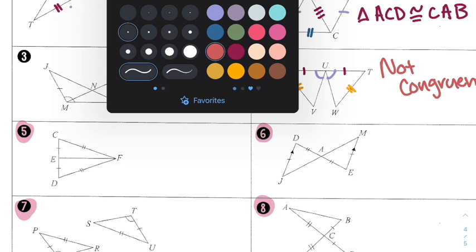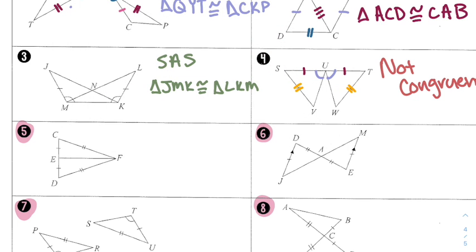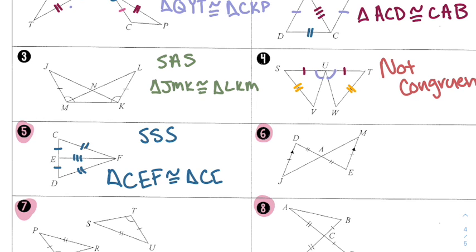Alright, you should have worked through these on your own. Hopefully you did. So number 5 is side, side, side, because CE is congruent to ED. CF is congruent to FD. And then because the 2 triangles share EF, it is congruent to itself by reflexive property. So you have 3 pairs of congruent sides. An example of a congruency statement could have been triangle CEF is congruent to triangle DEF, okay?